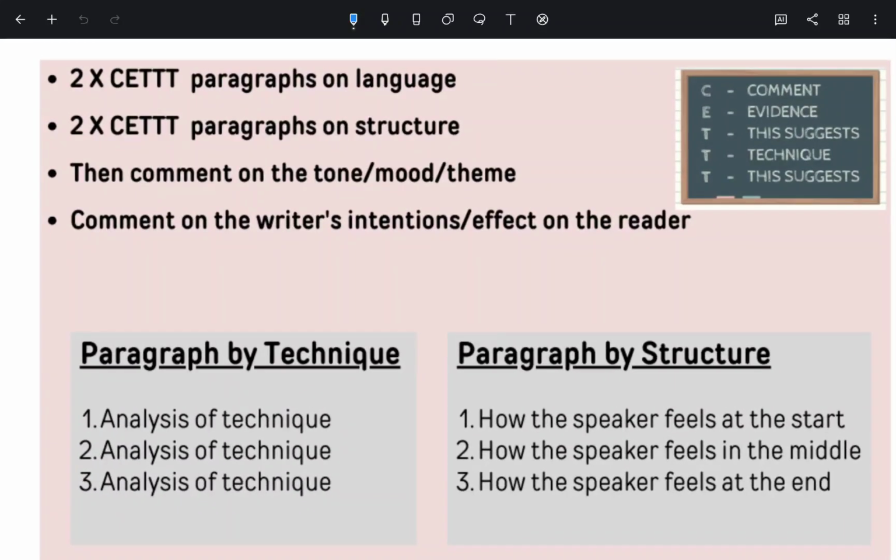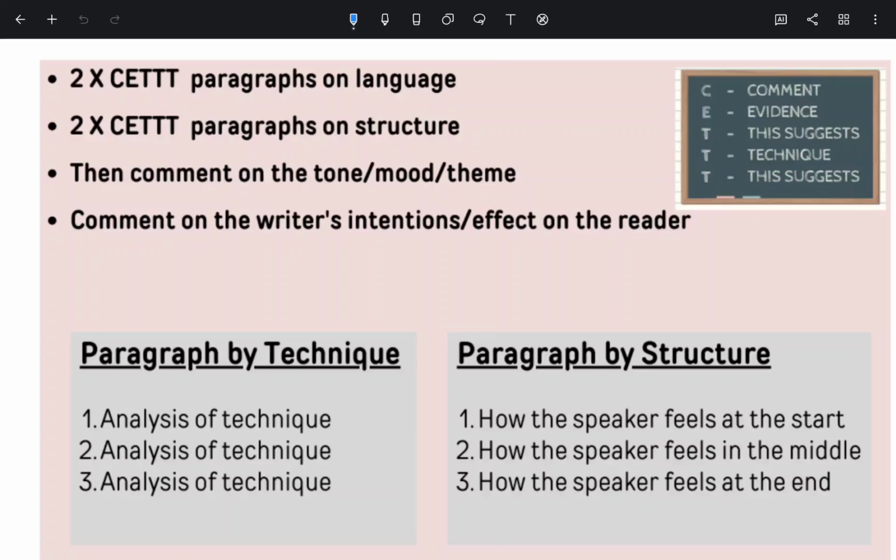You're aiming to write 2 CETTT paragraphs on language, 2 CETTT paragraphs on structure, and then comment on the tone, the mood, the theme, and then after that you comment on the writer's intentions and effect on the reader. Now, in terms of how to structure it, this is how you can do it personally.